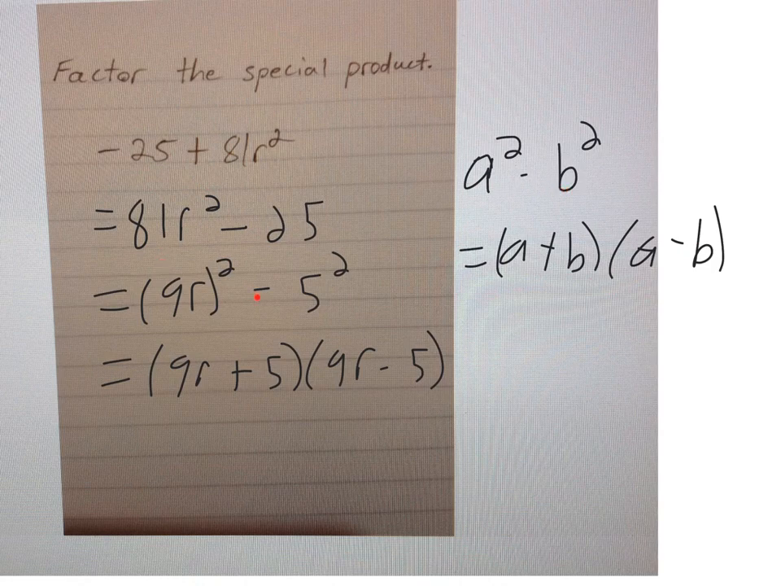So we do have a difference, and these are two squares. 81r squared is the same as quantity 9r squared. 25 is the same as 5 squared. So instead of a, we have 9r. Instead of b, we have 5. So it's 9r plus 5 as one quantity, and the other is 9r minus 5. Hope that helps.